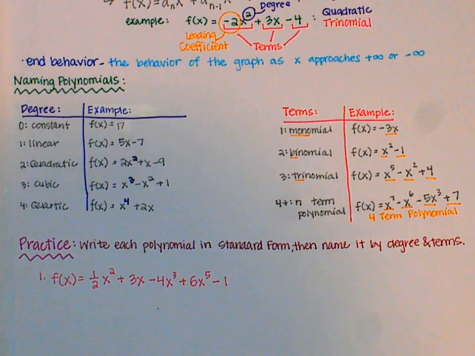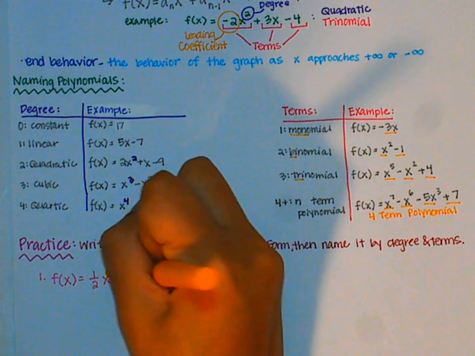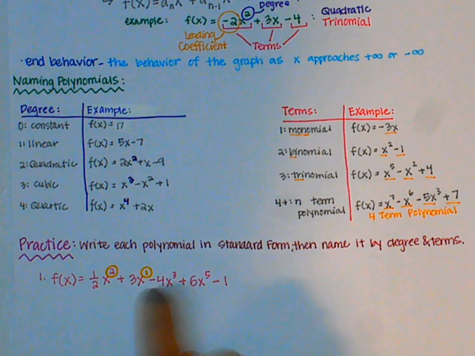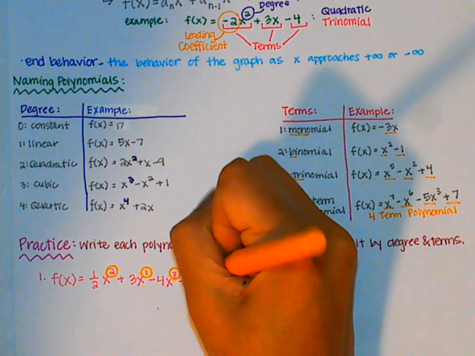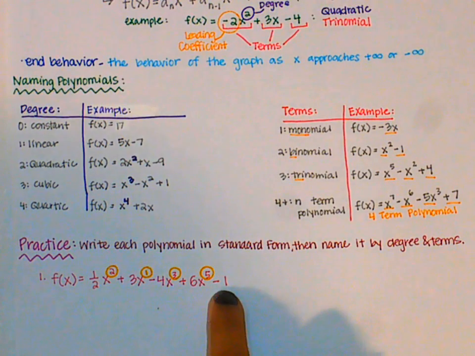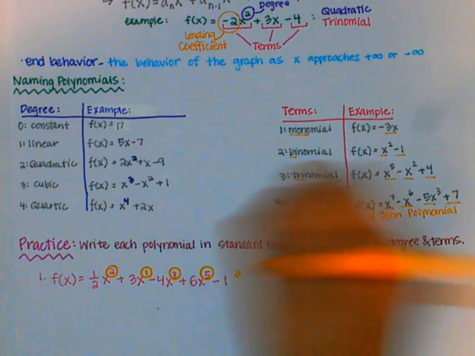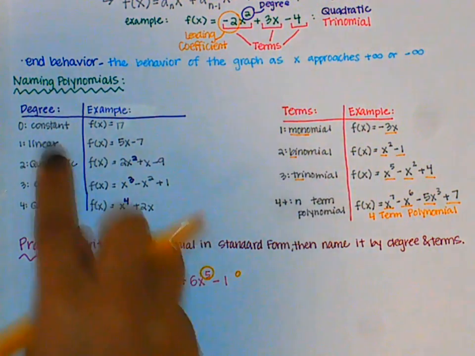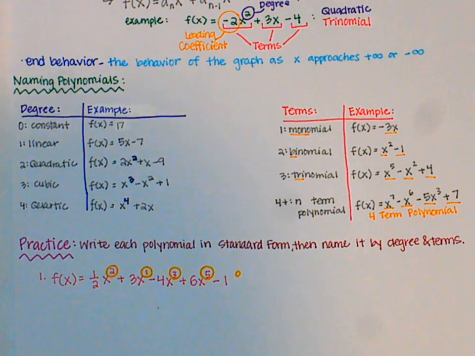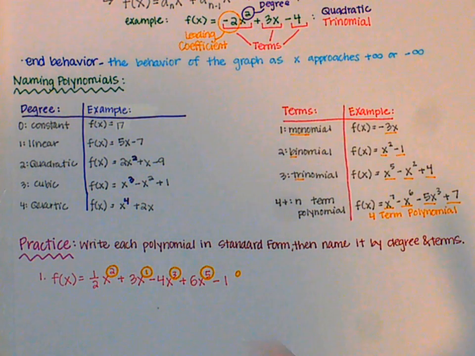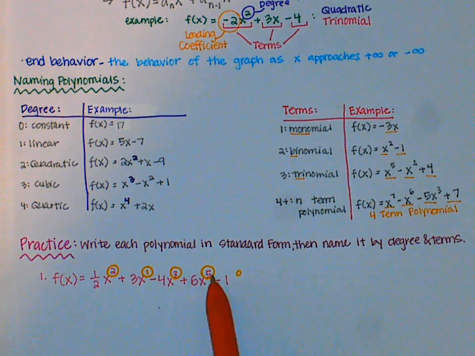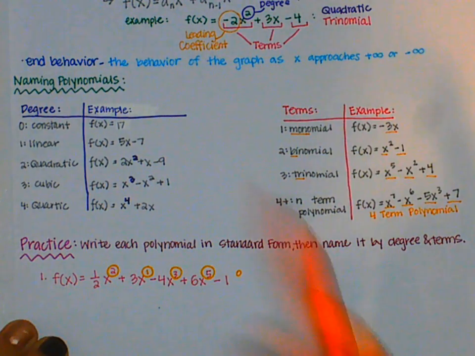So I have a 2, I have a 1, right? If you don't see it, then you know it's a 1. I have a 3, and I have a 5. Now this one doesn't have it, so that's going to be a 0, because it doesn't even have the variable. And remember that that would be a constant. So the biggest one I see here between the 2, the 1, the 3, and the 5 is that 5. So that would be my first term.